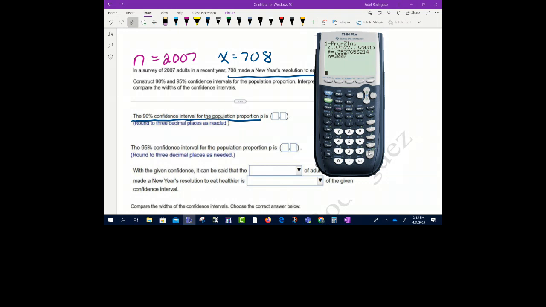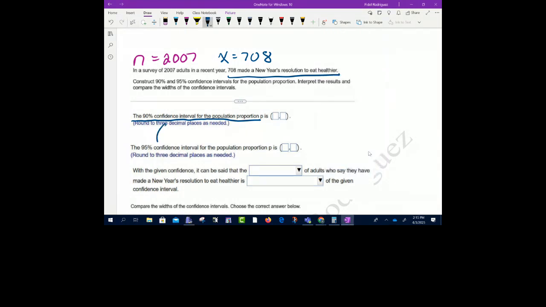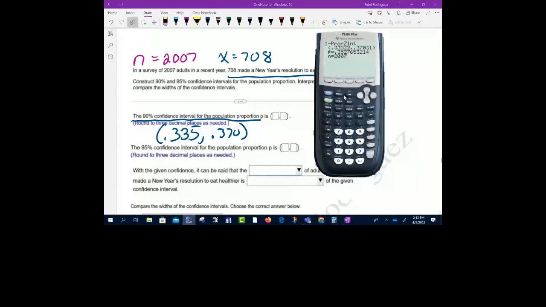And there's my confidence interval for the 90%. I want to show you something else. When I do this, it also gives me my p hat. It tells me my p hat here was 0.35, I guess 0.351 if I was going to 3 decimal places, but it tells that for me as well.